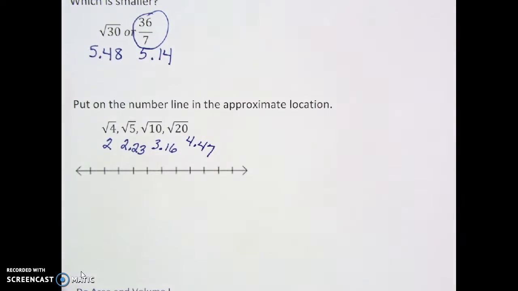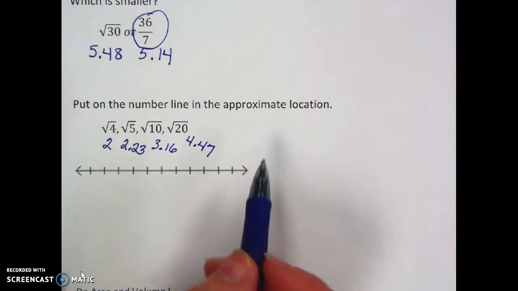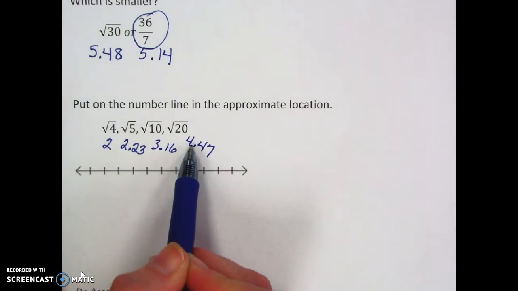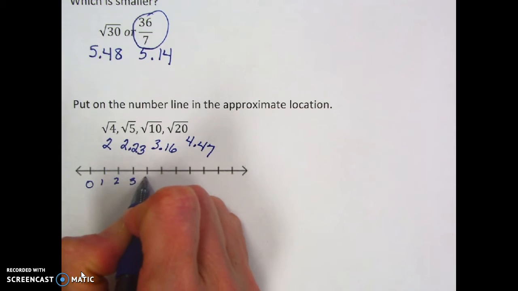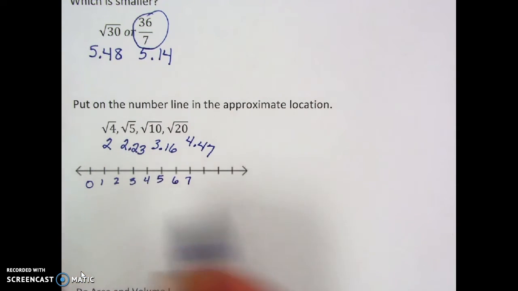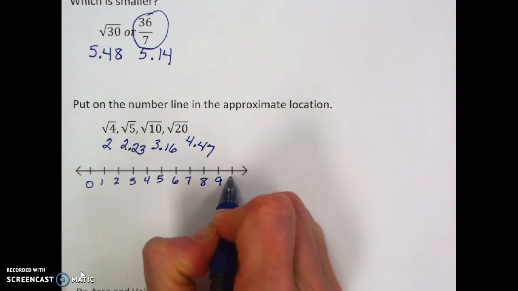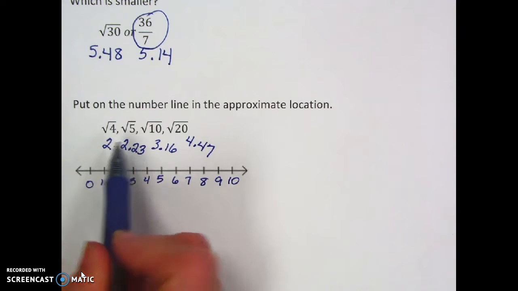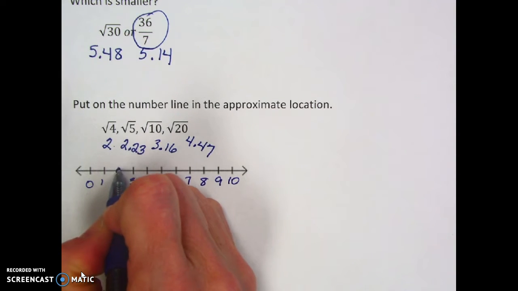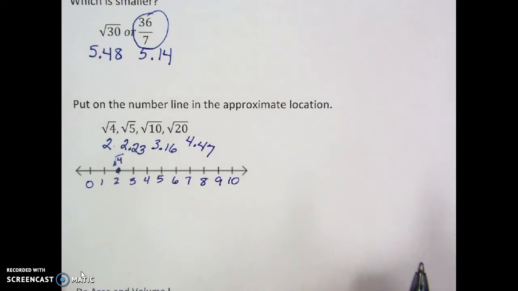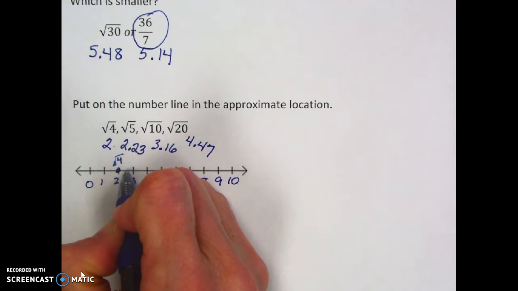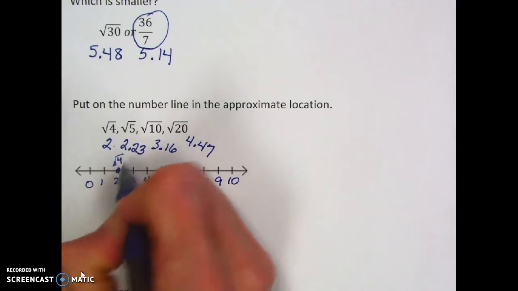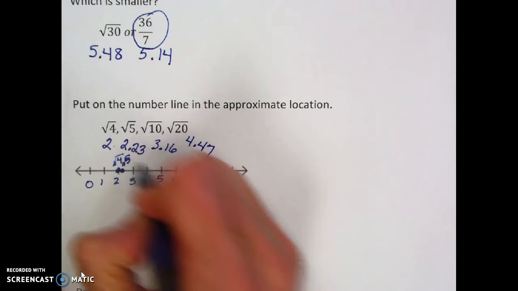So if we're going to try and now put these in order on a number line, it looks like we need to go from 2 to maybe 5. So I'll start at 0 so we cover them all. Okay, we probably don't need the rest of these, but alright, so 2 would be right here. That's where we're going to put the location of the square root of 4. 2.23 would be just past it. 2.5 is in the middle, so 2.23 would be about here, and that's the square root of 5.